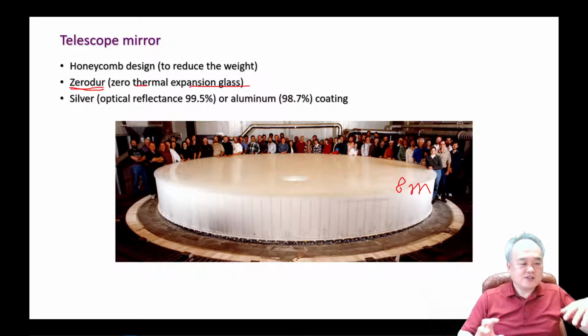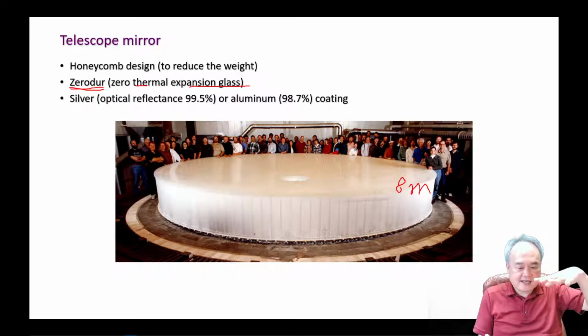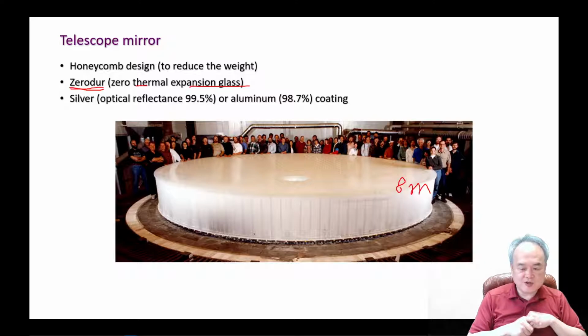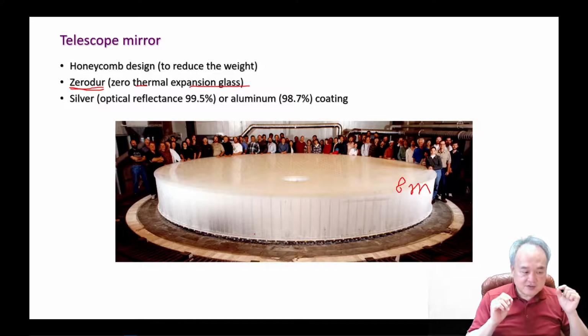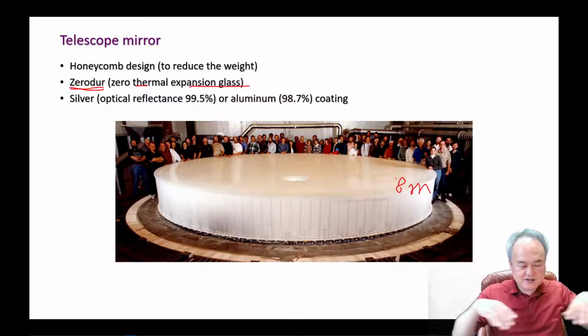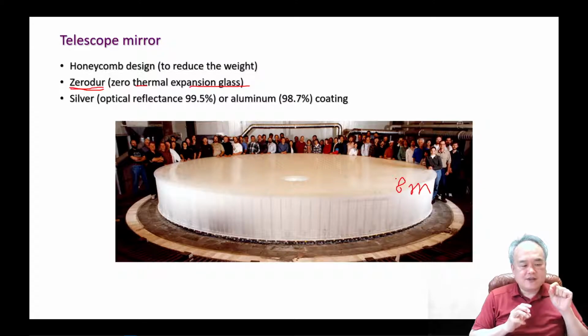So to reduce the weight, the back side of the primary mirror is just carved out, like a honeycomb design. Still, the final honeycomb design is very heavy, but compared to a monolithic single mirror it is much lighter. Then finally, the really well smoothed surface of the primary mirror needs to be coated with some reflective material.